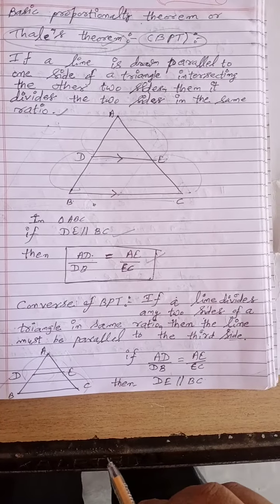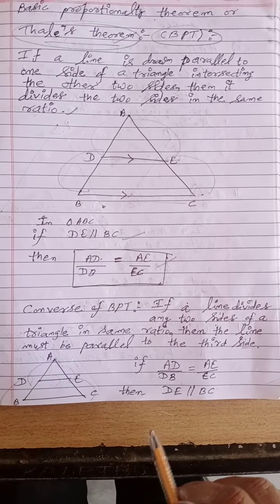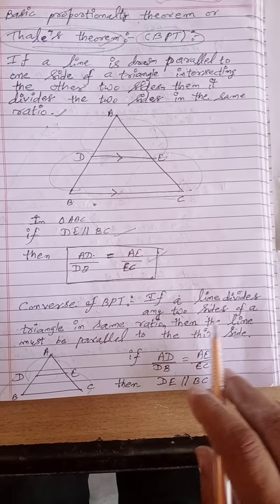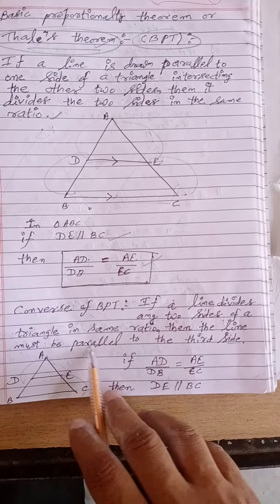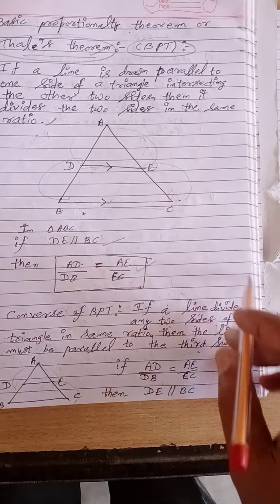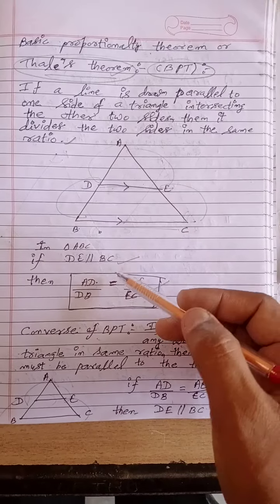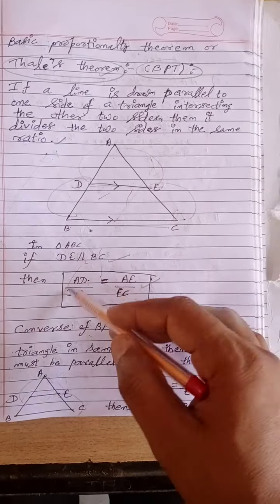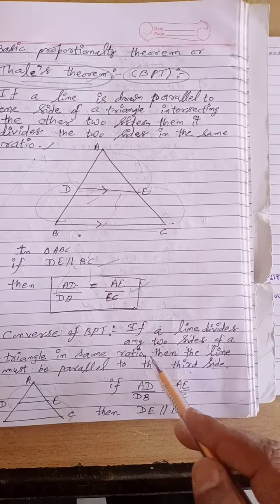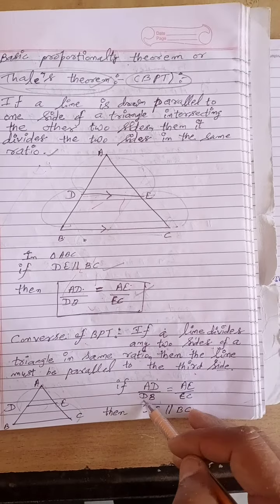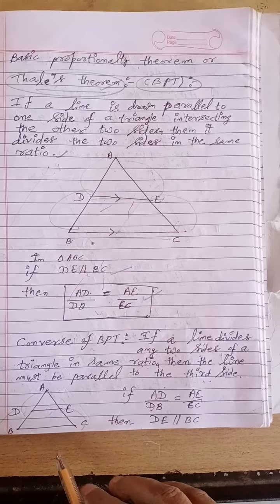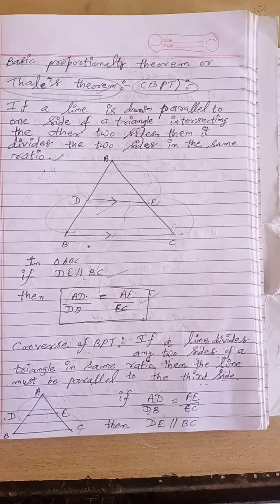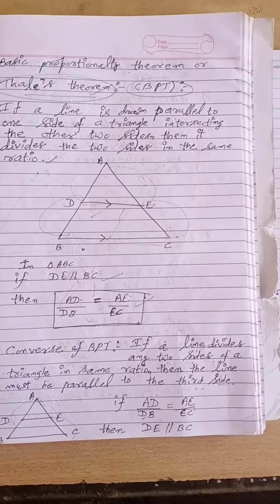This is the rule. And the converse of BPT we also have: if a line divides any two sides of a triangle in the same ratio, then the line must be parallel. It's the reverse. Here we were given that if this is parallel to this, then this will divide this. Here we are given if AD upon DB is equal to AE upon EC, then DE is parallel to BC. This is the rule. So today we discussed the criteria and the Thales theorem.